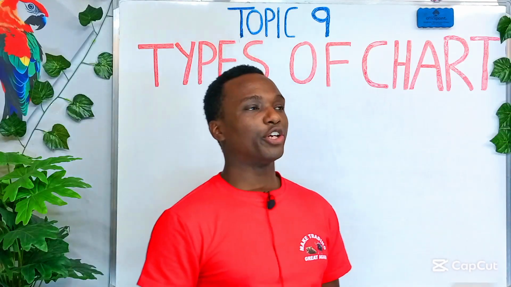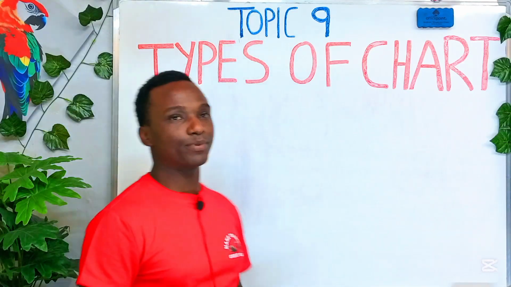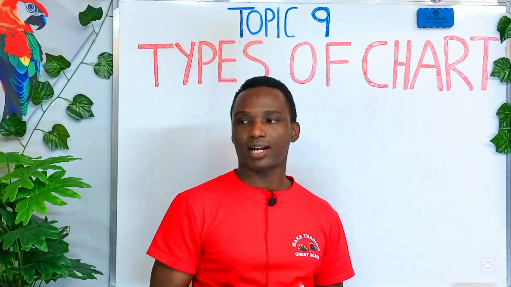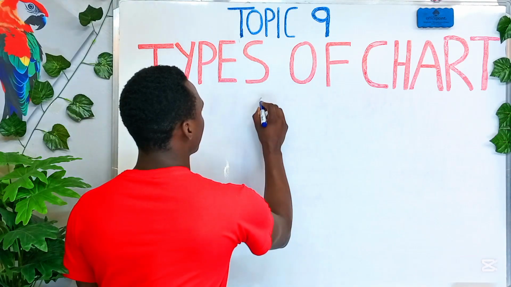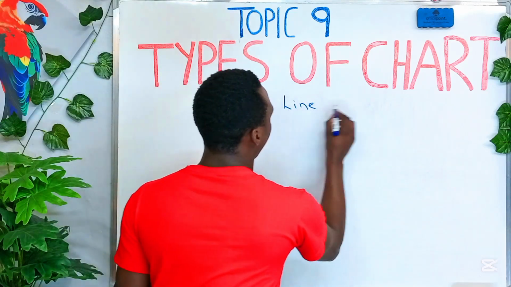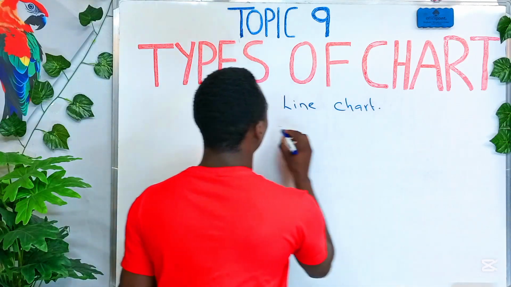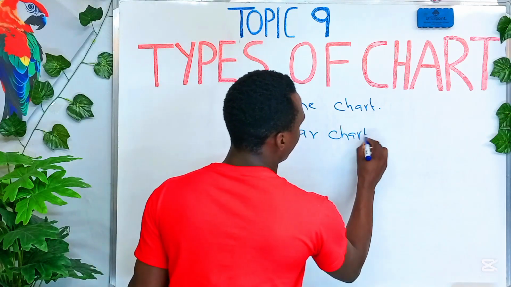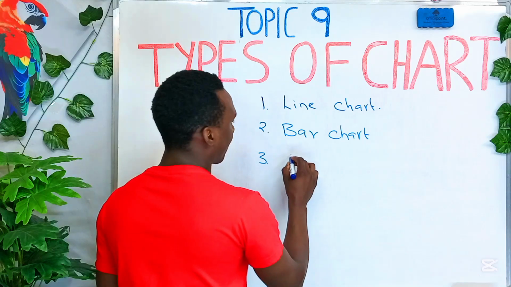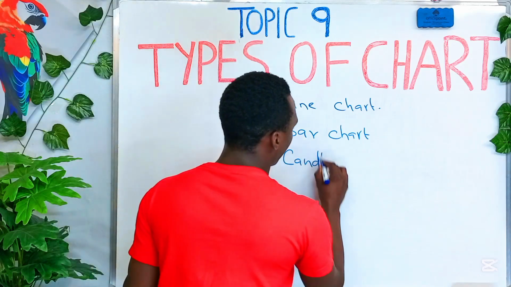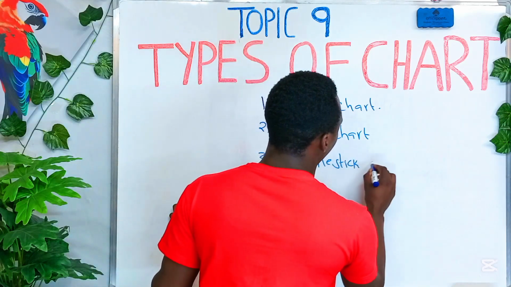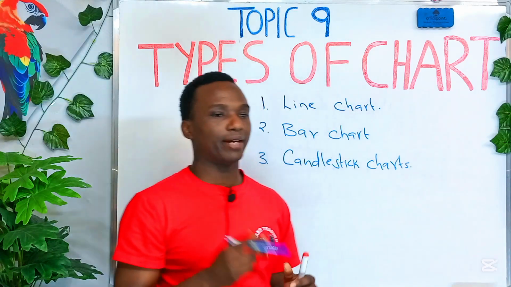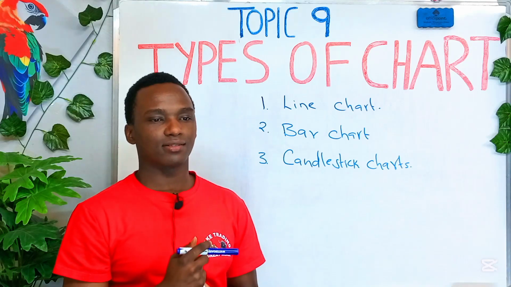Today's class, we are going to look at the different types of charts. The most popular types of charts are: 1. Line charts. 2. Bar charts. 3. Candlestick charts. Okay, so have you downloaded your MT4 or MT5s?